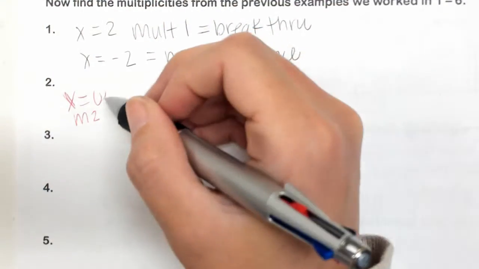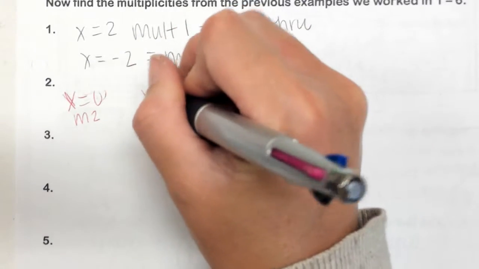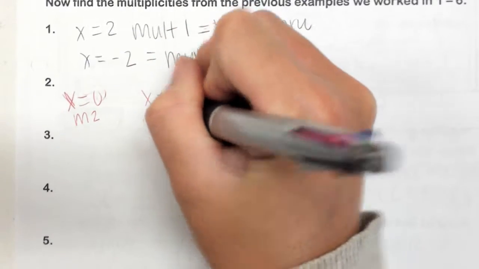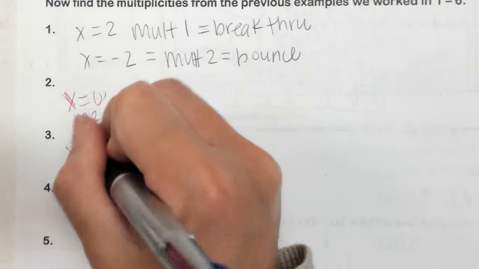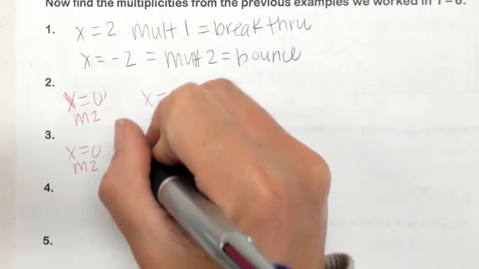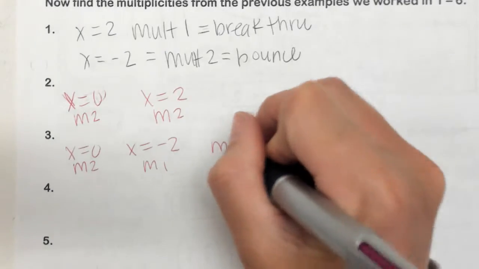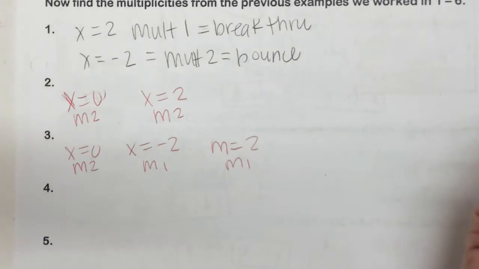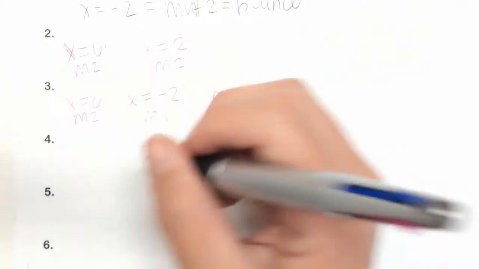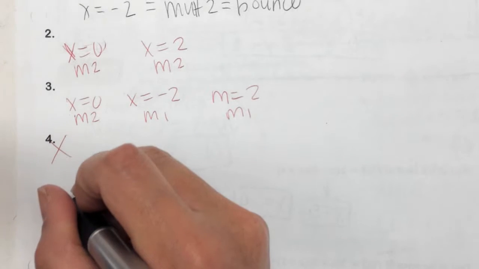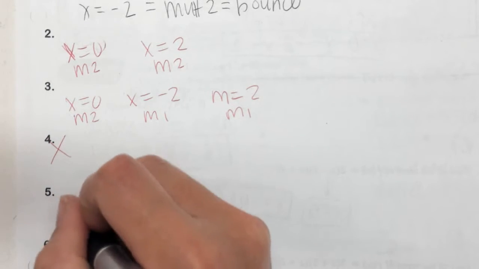I'm just putting an M2 for a multiplicity of 2. We marked out 4. Here we got x equals 5, M1.